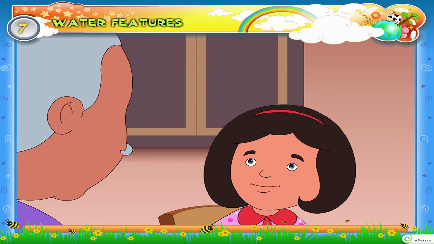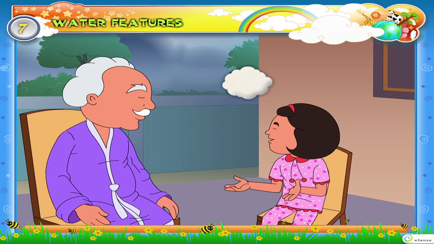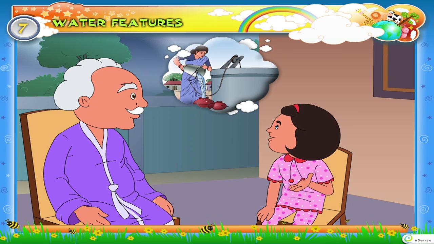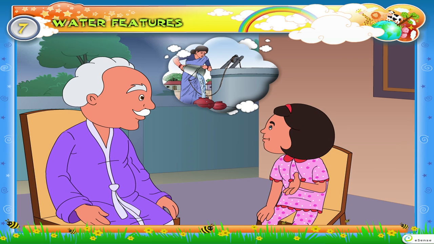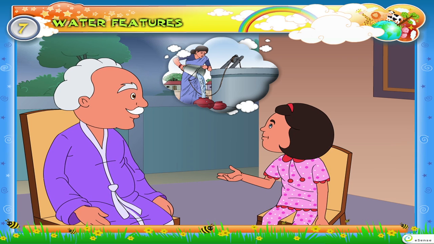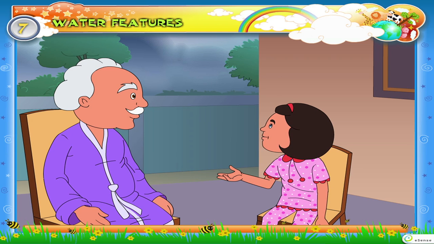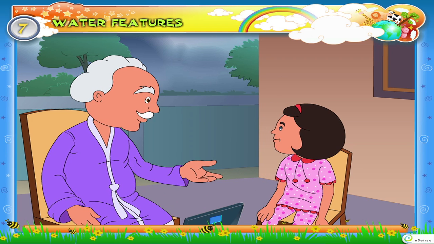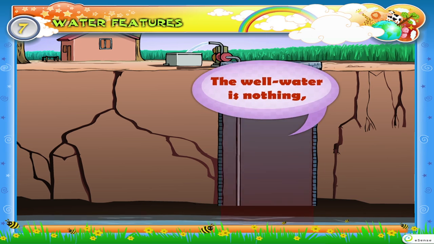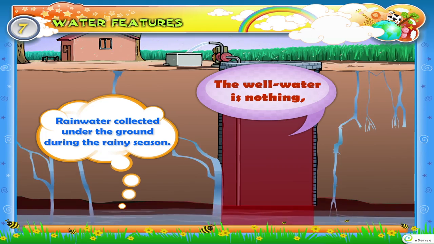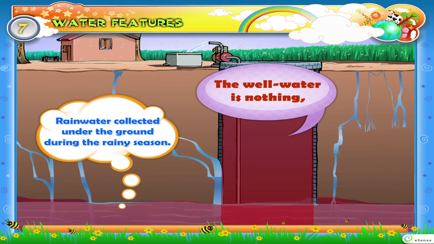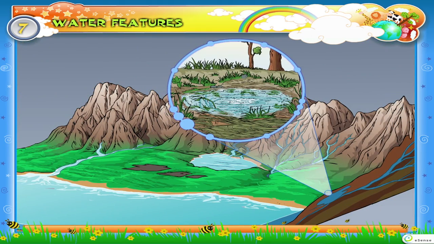Yes, Dadaji. We can find water in the wells even in summer season. But do you know where the water in the wells comes from? Is it from the rain? Yes, Ria. The well water is nothing but the rainwater collected under the ground during the rainy season. In some places, the underground water comes out in the form of springs.